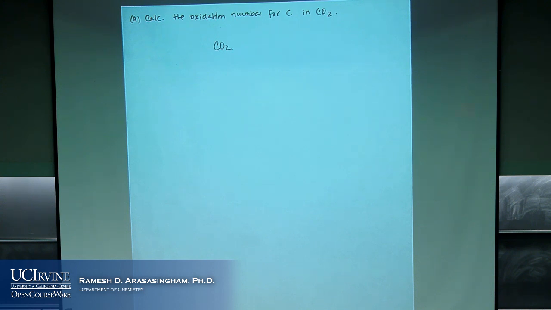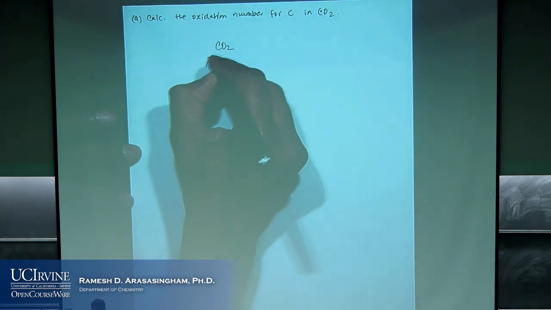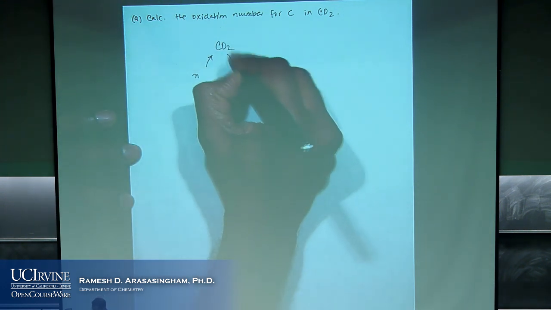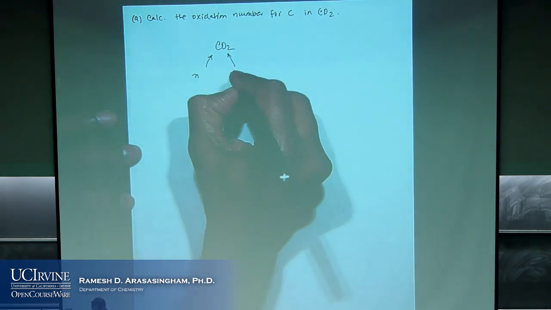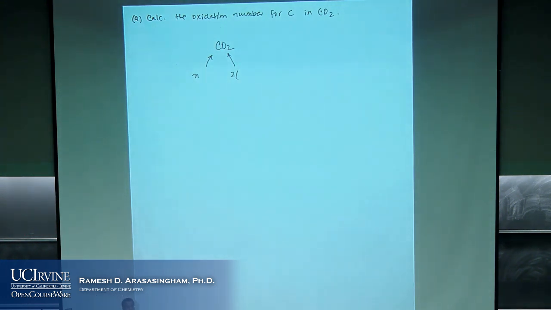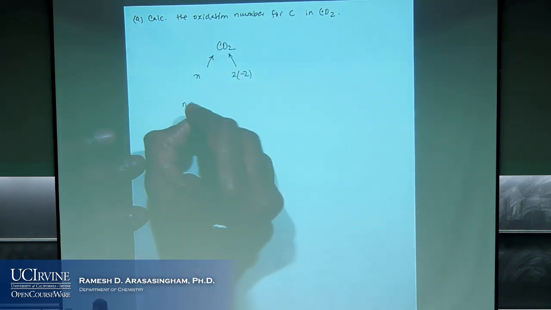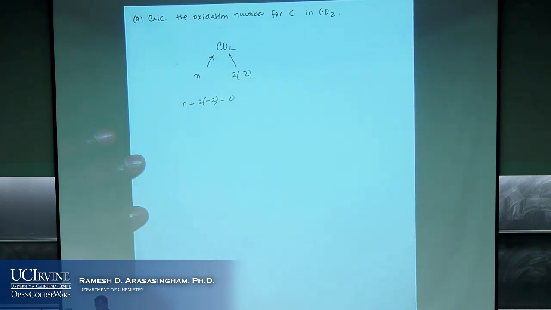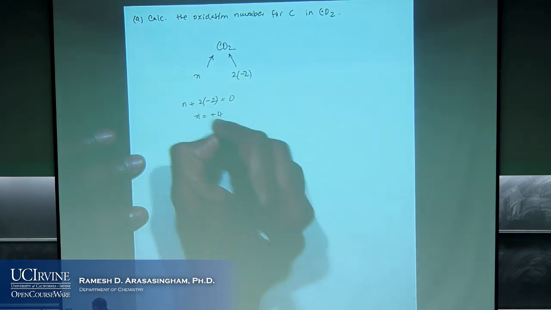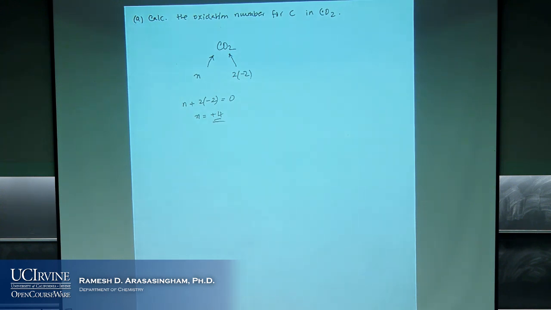So since we need to find the oxidation number for carbon, we're going to call that N, and we have 2 oxygens, so 2 times, what does the rule tell us? What is the oxidation number for oxygen? -2, all right? So this will be -2. So we know the sum of these two should correspond to the overall charge of the molecule. So we know N plus 2 times -2 should equal 0. Therefore, N equals +4. So the oxidation number that corresponds to that carbon will be +4.